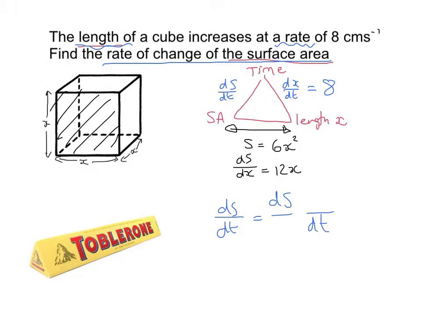So we introduce this dx. Then we look for the information which we've got. ds by dx is 12x, dx by dt is 8. So ds by dt, which is the rate of change of the surface area, is 96x. So if I know that at a particular time the length of the cube is 3 centimetres, then I know that the surface area of the cube is increasing at a rate of 96 times that length.